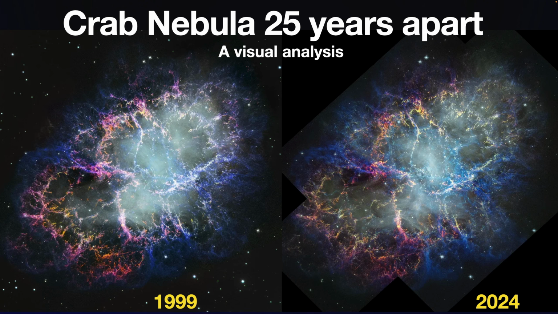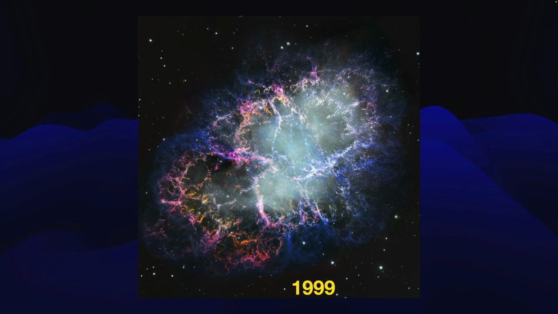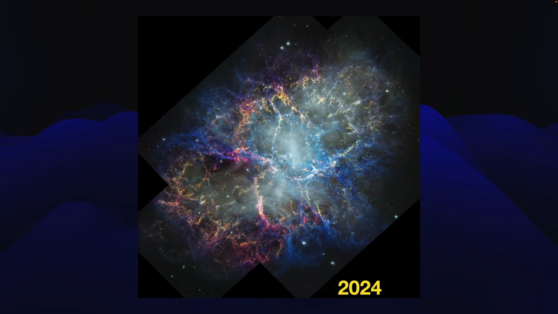Crab Nebula, 25 years apart, a visual analysis. So let's take a look at these two images. First, we'll take a look at 1999, and then we're going to fade in 2024. So you could clearly see there was some action going on there. We're going to analyze these two images.